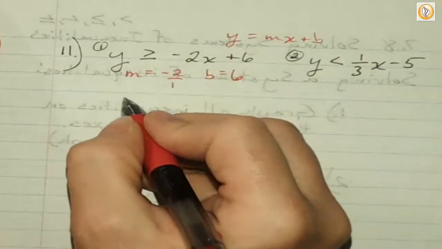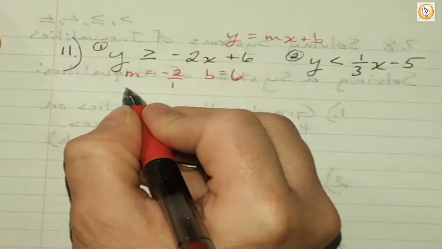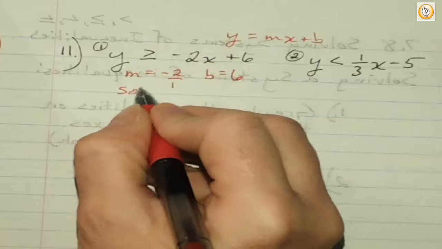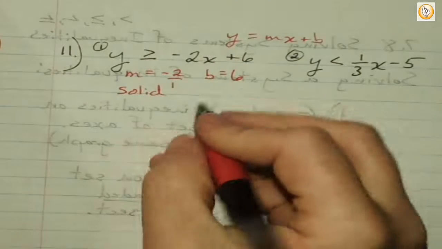Cecilia, is it a solid or dashed line? Is it solid or dashed? It is solid. Okay, above.